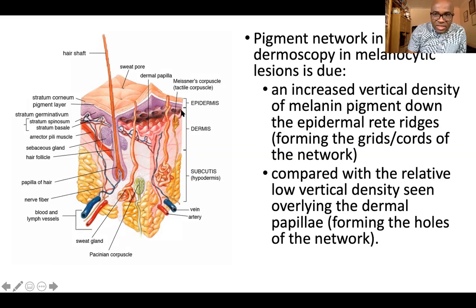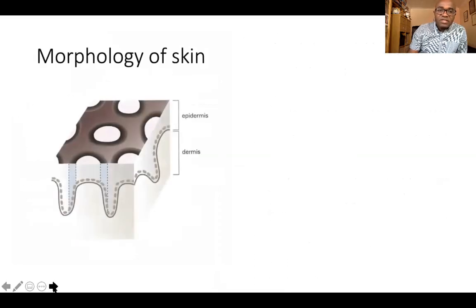And what you see in the network is because of these rete ridges, and the holes that you see are over the papillary dermis, as you can see here. These relatively low melanin densities seen over the dermal papillae form the holes in the network, whereas the epidermal rete ridges form the grid. These are the grid lines in there, and the holes are over the papillae. Okay, so that's a bit of anatomy.